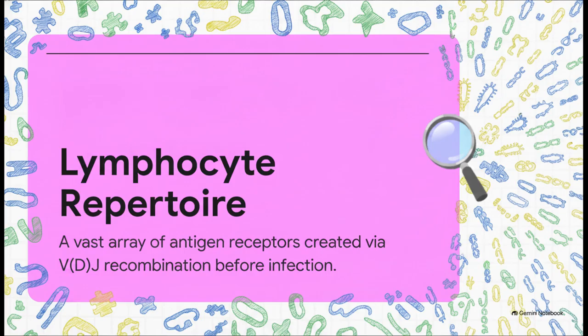Before you're ever infected by anything, your immune system essentially shuffles genetic pieces around in this incredible process known as VDJ recombination. Using just a limited number of genes, this genetic shuffling generates an absolutely astronomical variety of antigen receptors. This massive library of possibilities is called your lymphocyte repertoire. Your immune system isn't trying to predict the future. It's just preparing for literally everything by creating this vast diversity upfront.